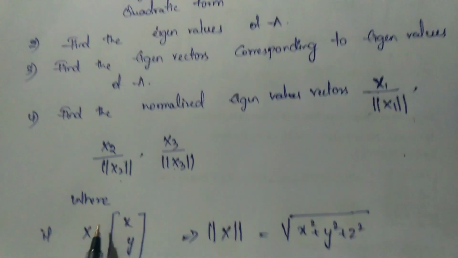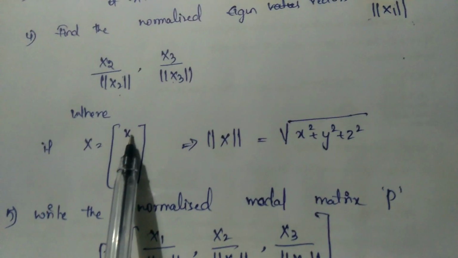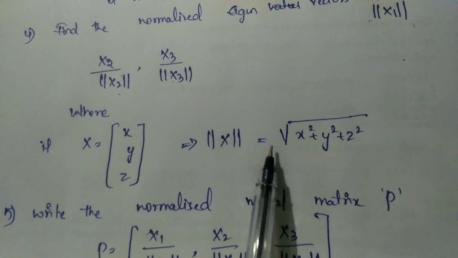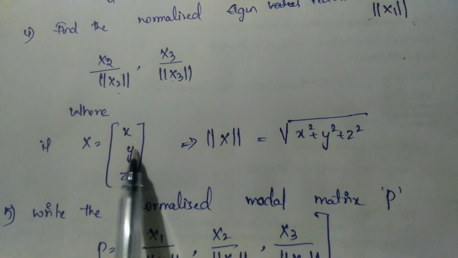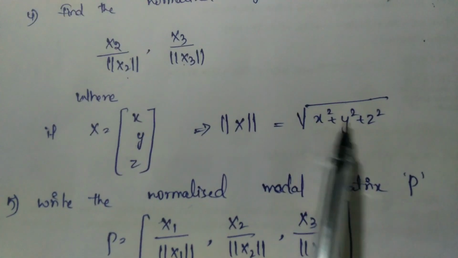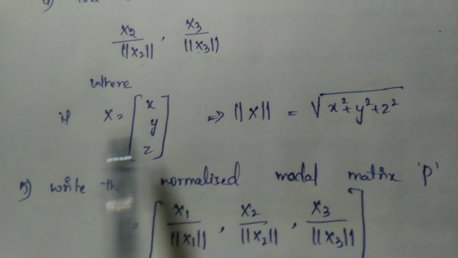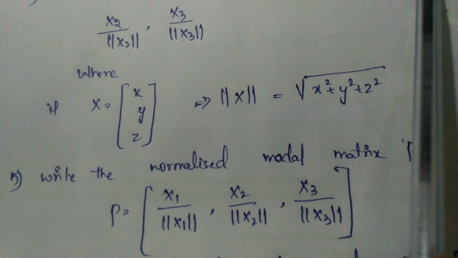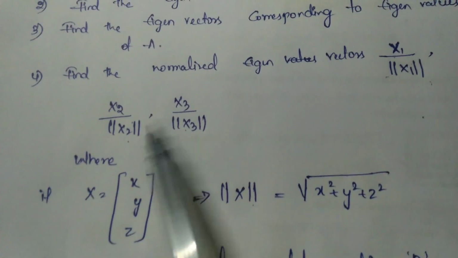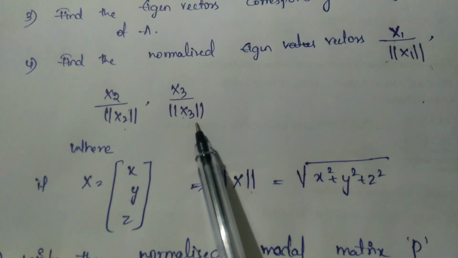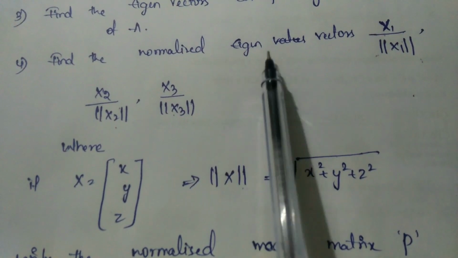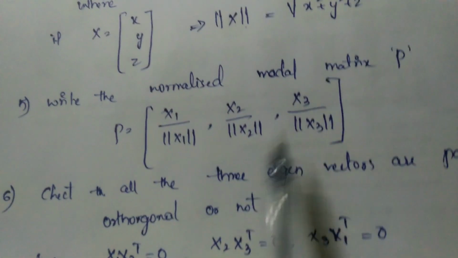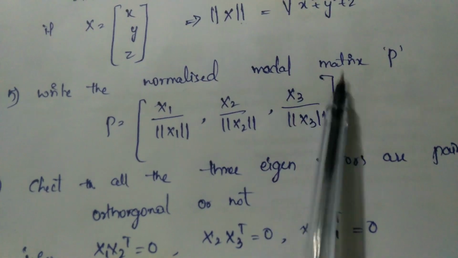For example, if x is a variable matrix like x, y and z, the norm of x comes as the square root of the squares of these elements, that is, x square plus y square plus z square. So this is the norm of x. In this way, x1 by norm x1, x2 by norm x2, x3 by norm x3 are called normalized eigenvectors. And next you need to find the normalized model matrix P.